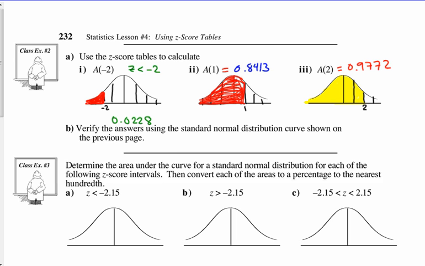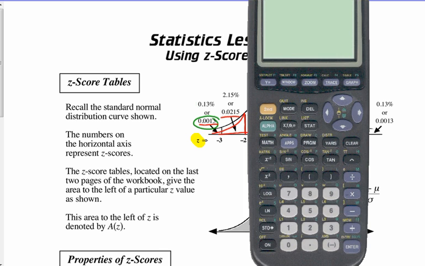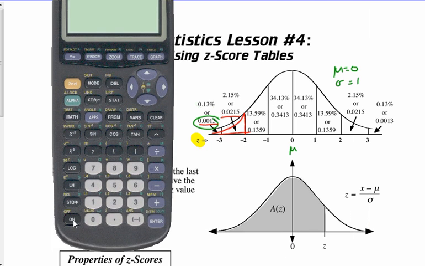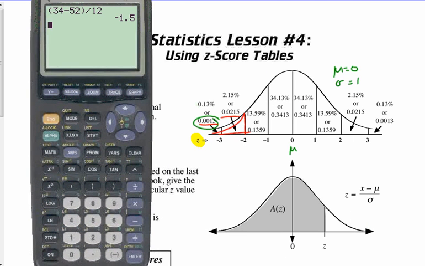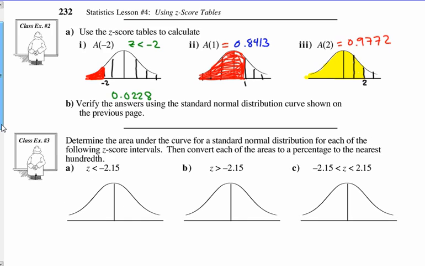So really quickly, if I wanted less than 2, I would have had to add these two values together. Grab my calculator. So the first probability was 0.0013 plus 0.0215. And that gives us that 0.0228 that we had first. Okay, the same idea for the other ones. We'd have to add in all those areas. So let's move on to the next question.